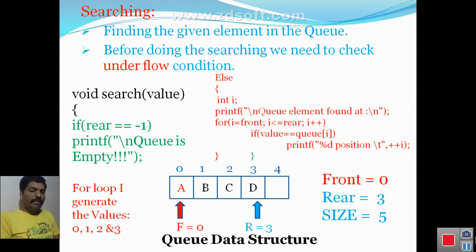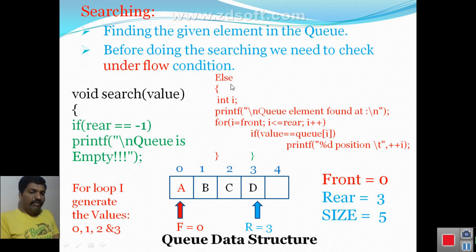Before doing the searching operation, we need to check that at least one element is in the queue. That is the underflow check, done by rear equal to -1. If the rear is at position -1, then there is no element in the queue, and in an empty queue we can't perform any operation. If the condition fails, that is, rear is not -1, there must be at least one element in the queue, so it goes to the else body.